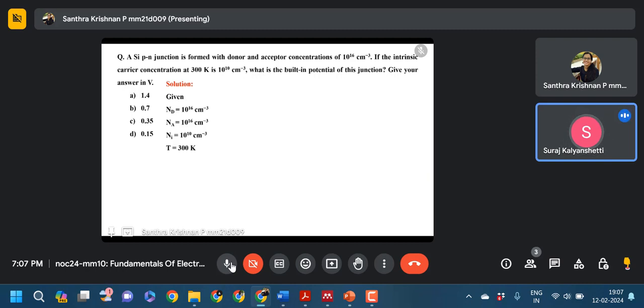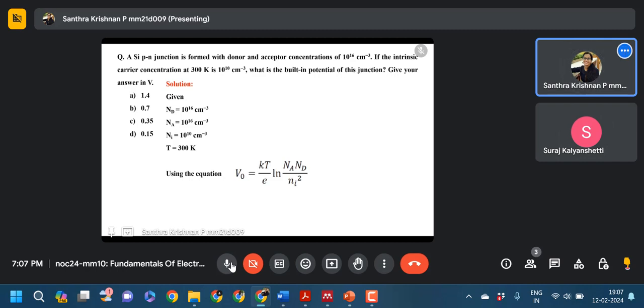I see an equation wherein it shows delta V, not delta V, something like this. Have you seen V0 is equal to KT by E ln NA ND by NI square? PN junction. Let me see. Yes, there is one. It's in a chapter after that, PN junctions. I'm still not there, but let's go ahead and answer that in the interest of this question.